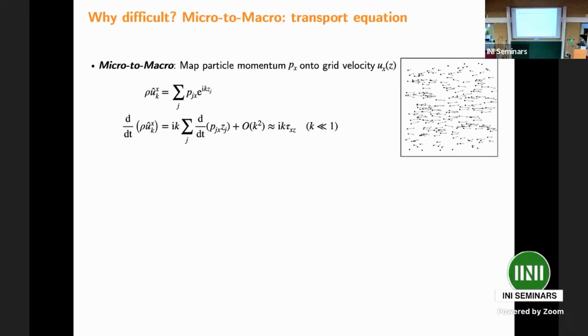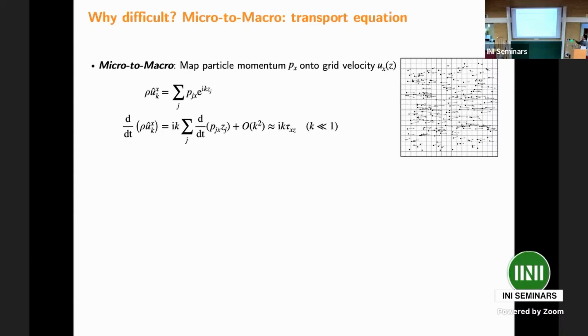Suppose we have a space with a collection of particles. Each particle has some velocity on the micro scale level. Then we want to do some kind of mapping from the micro scale to the macro scale. So what do we do? We just define a grid space, and for each grid, we define the macro velocities as the average of the particles within this grid.